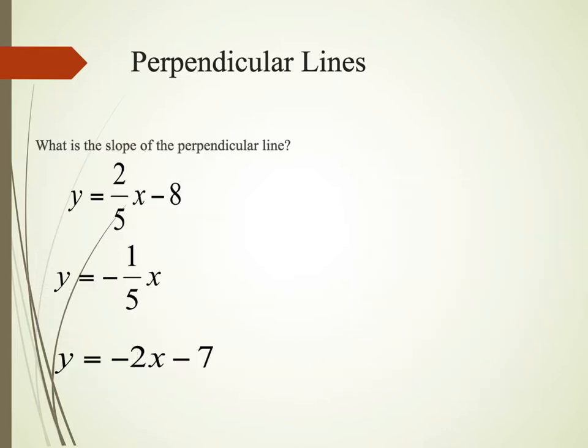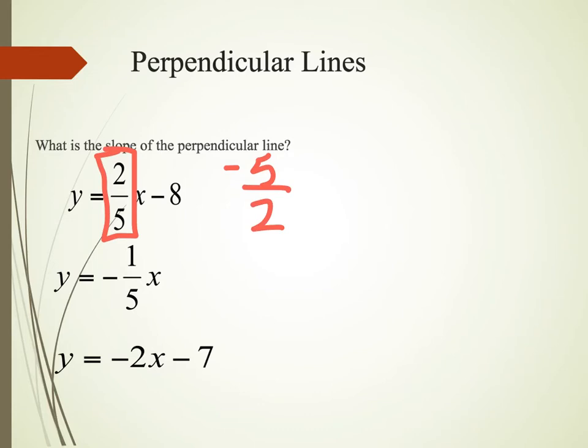So what that looks like for this one, the slope is 2 over 5. So when determining the slope for a line that's perpendicular, I first do the reciprocal, so I flip it upside down, which is 5 over 2, and then change the sign. So the slope of the perpendicular line to a line that's 2 over 5 is negative 5 over 2.